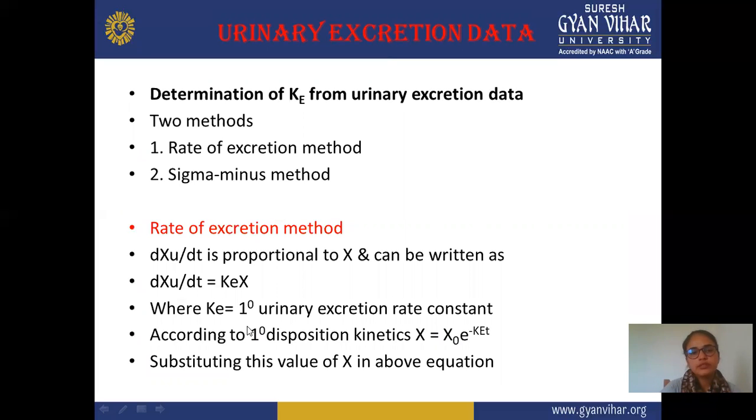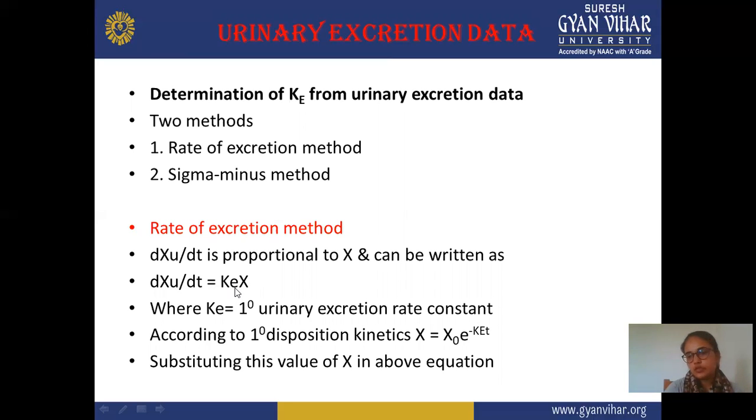And this first method is the rate of excretion method, and the second is the sigma minus method. So the rate of excretion method is dXu/dt proportional to Xa, and can be written as dXu/dt equals ke X. So we can say that dXu/dt is directly proportional to the amount of drug.